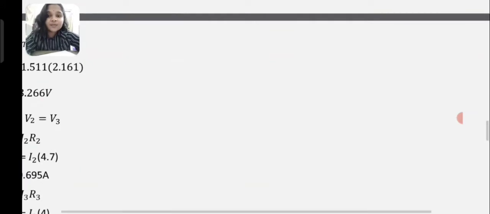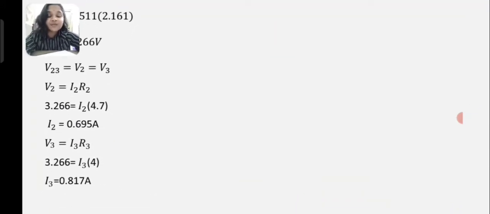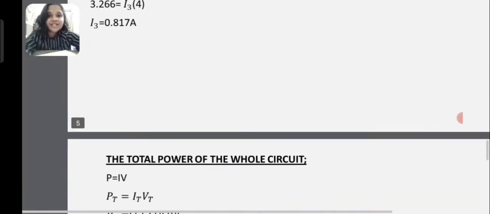We get the value by using the value of V23 for V2. We get it as 3.266, which is equal to I2 times 4.7. So in order to find the current value at resistor 2, we get the value of 0.695 ampere. So we use the same method to find the current value at resistor 3 as 0.817 ampere.